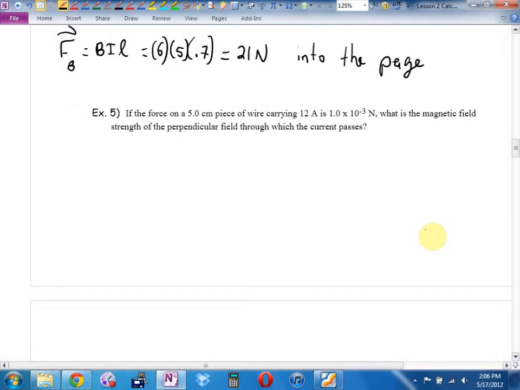Suppose the force on a 5 centimeter piece of wire carrying 12 amps of current is that big. What's the magnetic field strength? Okay. Well, again, we're talking about the force on a wire.